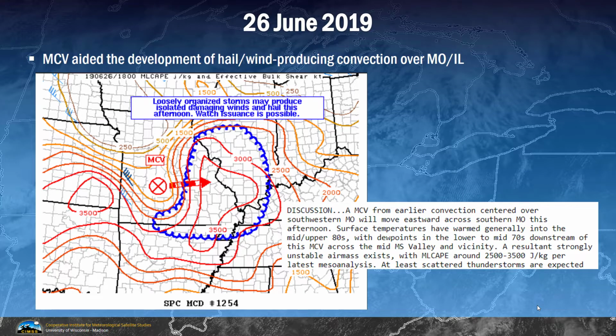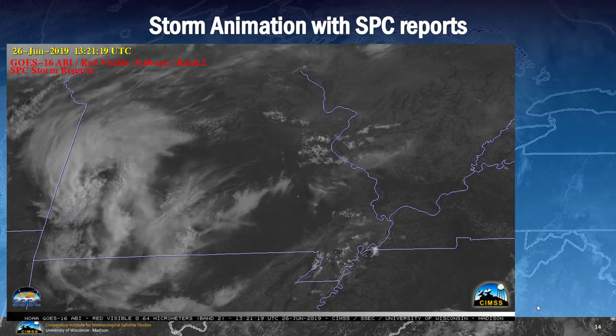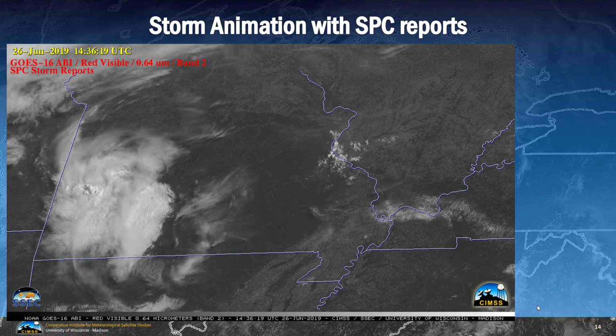Here's an example from June of 2019 where an MCV helped in the development of wind and hail producing convection over Missouri and Illinois. And you'll notice in the discussion from the MCD, an MCV from earlier convection centered over southwestern Missouri will move eastward across southern Missouri this afternoon. And they talk about how moist the atmosphere is and that at least scattered thunderstorms are expected. So here we have the animation of that particular feature.